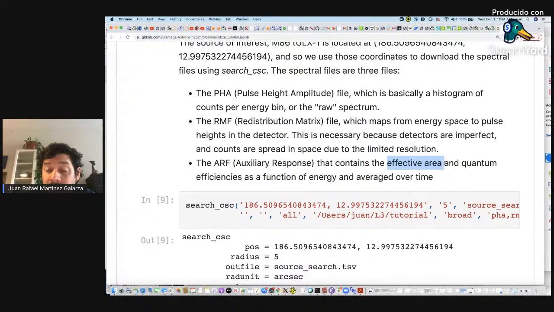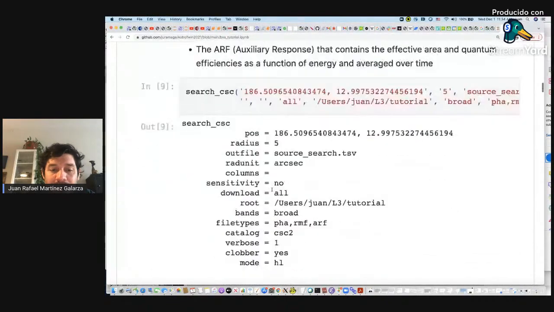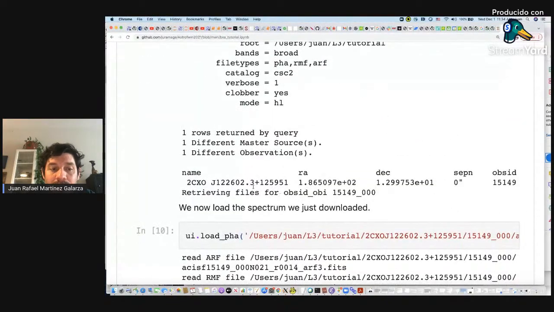Remember when we spoke about the optics of the telescope, we were discussing the effective area, that is kind of the area that the photons see as they enter the telescope, and then the quantum efficiency that tells you how effectively each photon is actually transformed into a signal in the detector. So we download those three files, but it's just very easy. When you download them, it's just going to get all three of them.